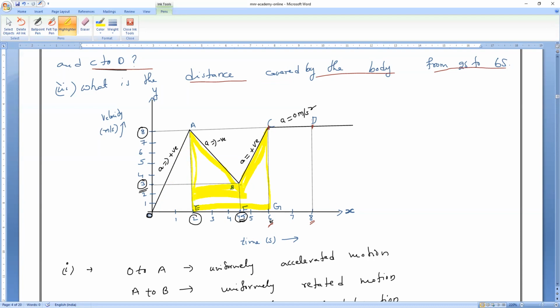We have to find the area. Area of what? Area under the graph. So now if you notice, this graph has 2 trapeziums.